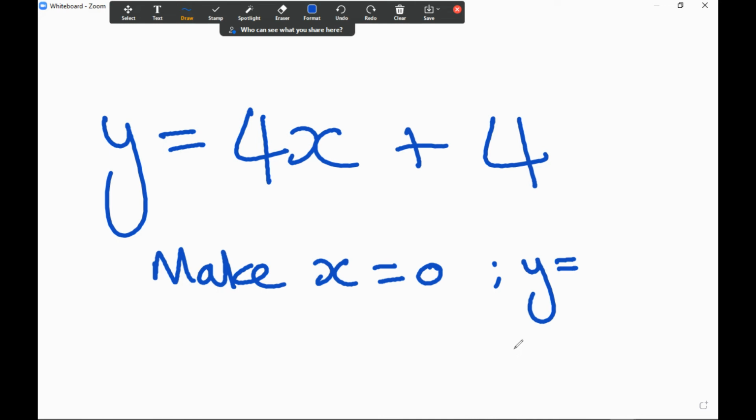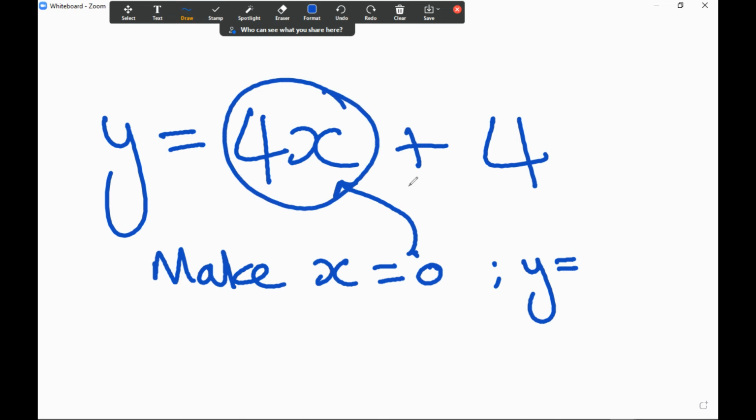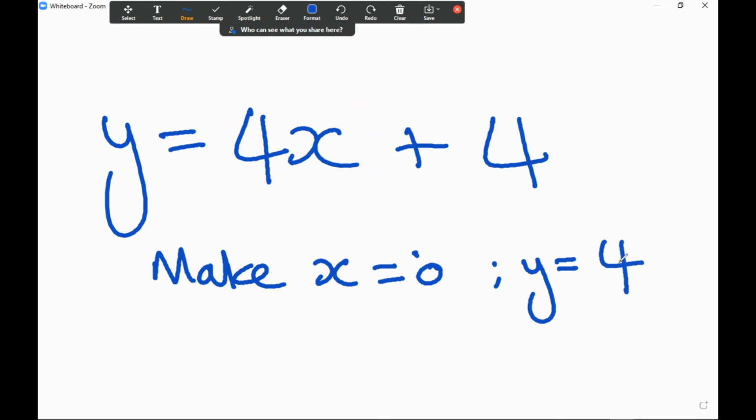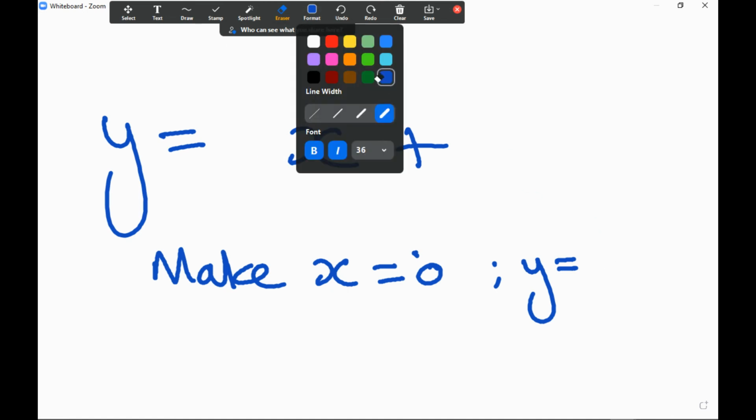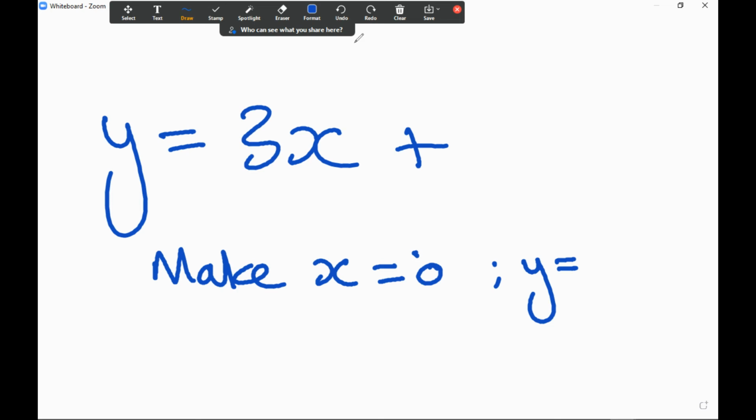Well done, Harrison. Well done, Lucia. Well done, Sophia. So when x becomes 0, 0 times 4 is 0. 0 plus 4 is 4. Let's try it again. Let's suppose I've got now 3x minus 9. What will y be when x is 0?